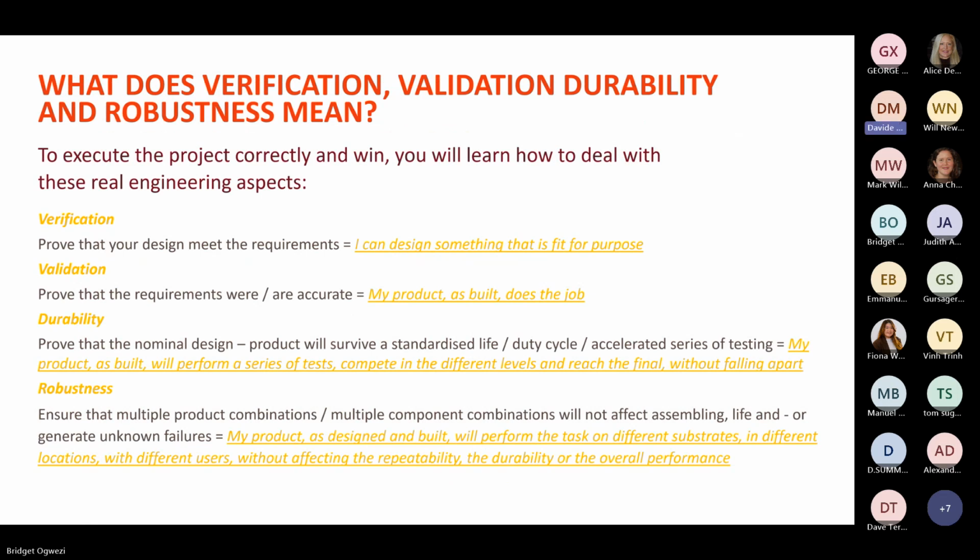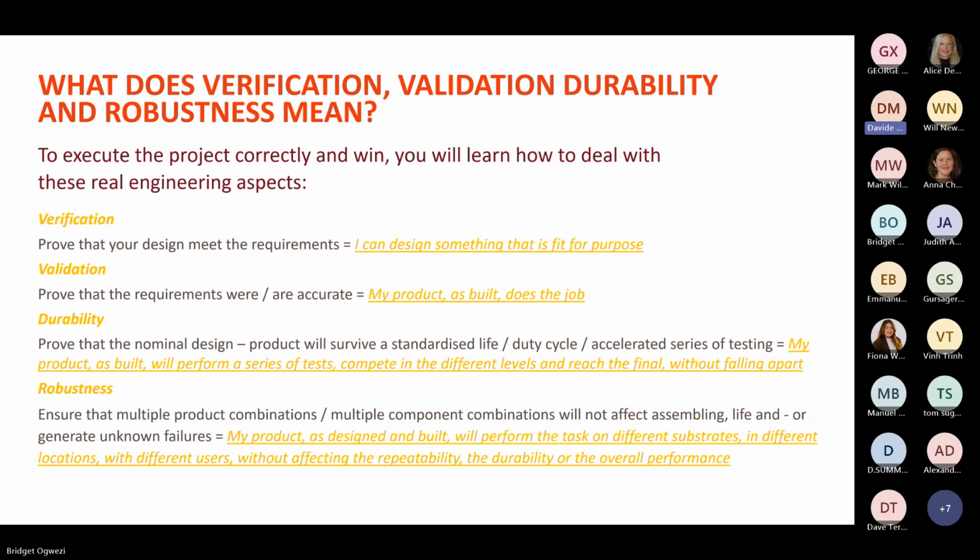A couple of concepts here that, at least when I was a student, were not really shown or explained to me. These are things you are doing in the design challenge and that we will do in an engineering life: the steps of verification and validation. Verification proves that your design meets the requirements. In this case, the requirements are the regulations. So the question you're answering with verification is: can I design something which is fit for the purpose of the design challenge?